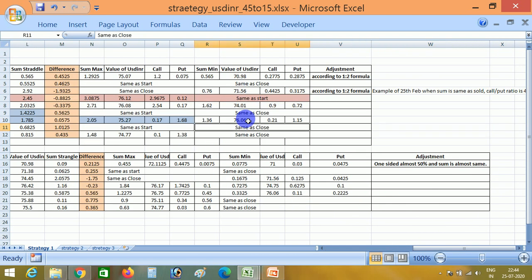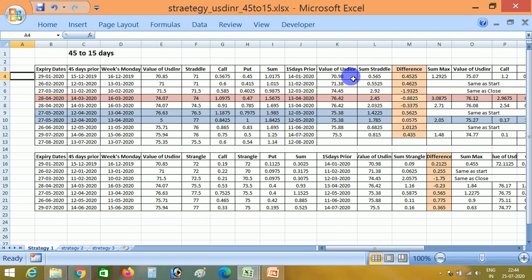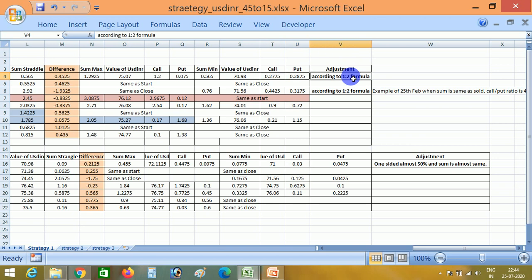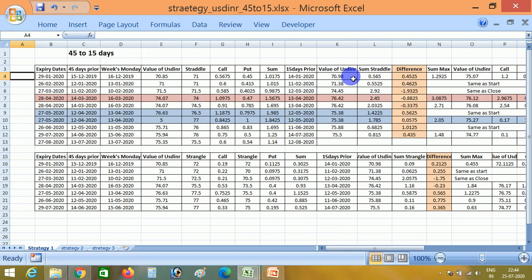And now let us discuss the adjustments of the straddle. What are the adjustments when we are going to adjust our straddle? One thing I would like to tell you is that we are using a formula of 1:2. What this formula is saying is that whenever we are selling a straddle, we have call and put values at approximately the same level.